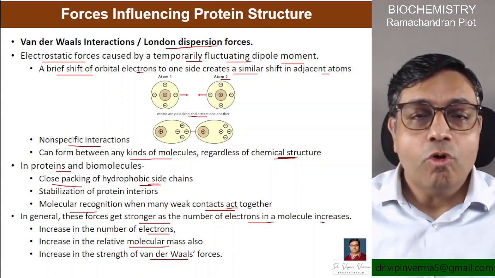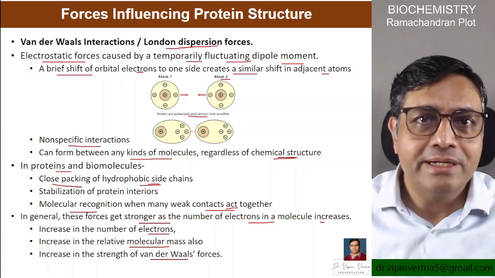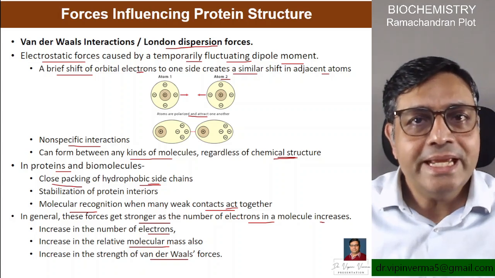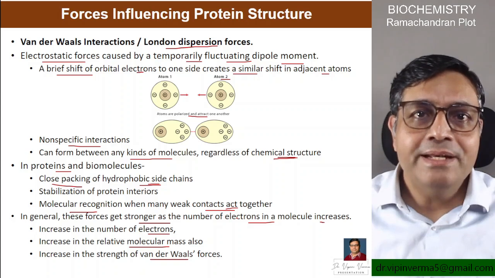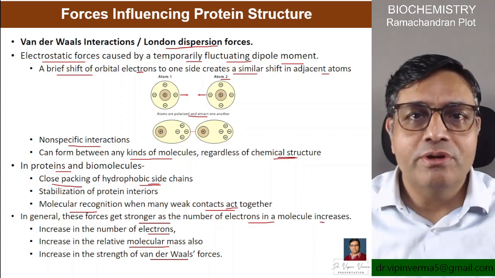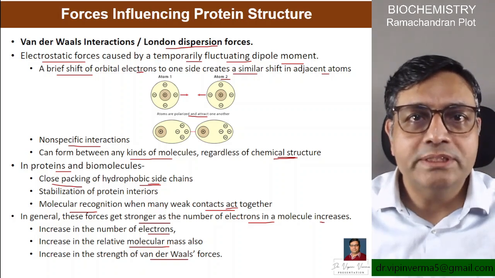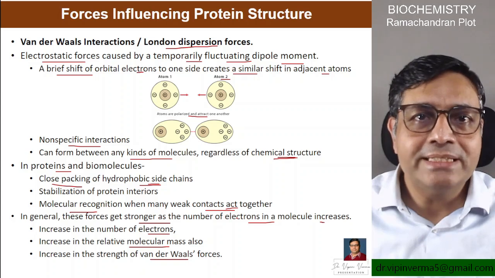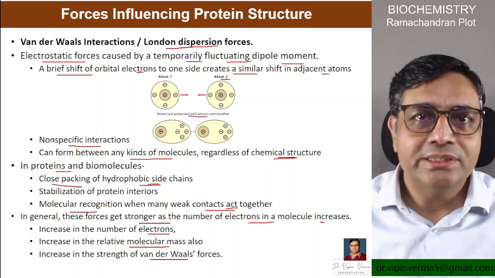Okay, so all these four forces, the hydrogen bonds, hydrophobic interactions, electrostatic interactions, and van der Waals interactions, are very, very weak. They are non-covalent. But in actual molecular biology and biochemistry, they are the most important forces involved in not only stabilizing the structure of biomolecules but also carrying out the metabolic reactions.